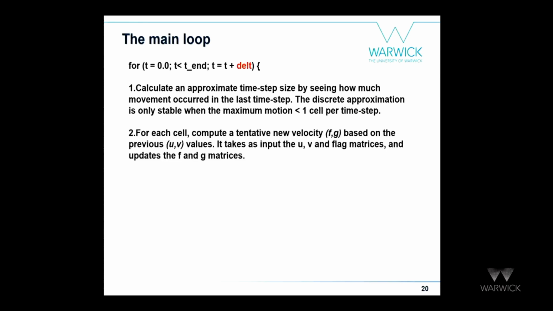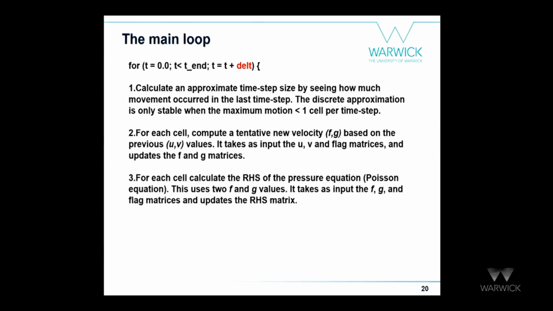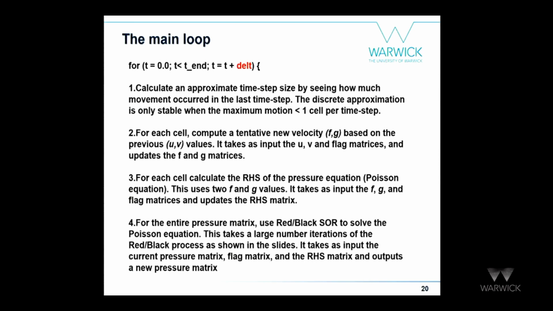Right? And then the second step is to calculate the tentative new velocity of the fluid. It's not the final velocity, it's just a tentative velocity. And then we use the tentative velocity to calculate the right-hand side of the pressure equation. So B is the right-hand side of the equation. Basically, it's to calculate this vector. So it will use the tentative new velocity F and G to calculate the right-hand side of the pressure equation.